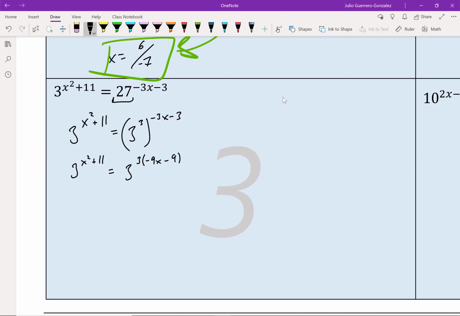Okay, so everything now is done. We have our similar bases, right? So then our exponents have to match. So x squared plus 11 is equal to, let me just write them out first, negative 3 times 9x minus 9. X squared plus 11 is negative 27x minus 27.